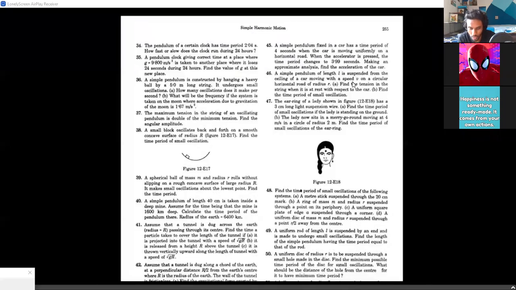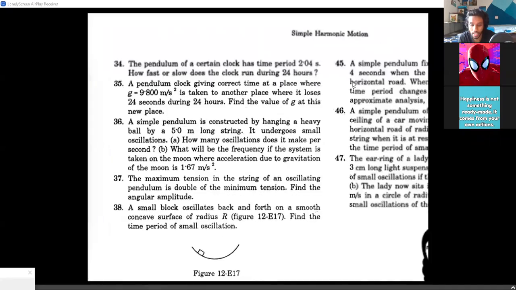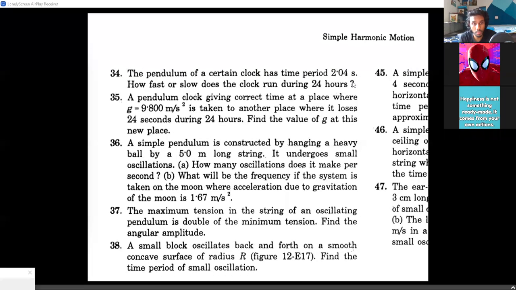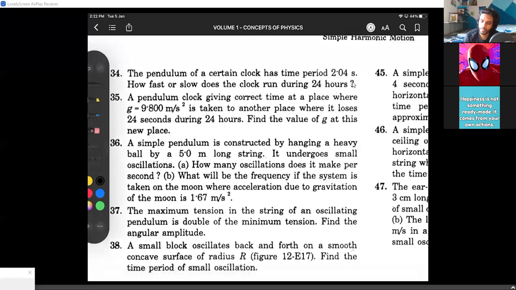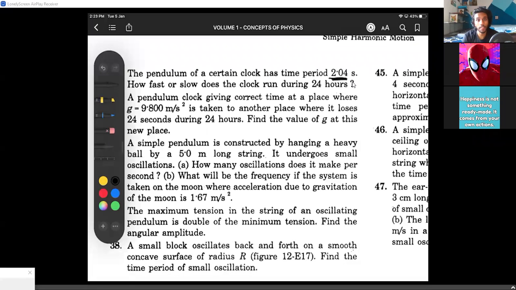And all these questions, look at this question: the pendulum of a clock. Look at question number 34. The time period is given. How fast is it running? If you have a 2 seconds pendulum, it will run exactly on time. All these questions are basically intuitive questions, like it's not related to the subject anymore. If it's a seconds pendulum, the time period must be 2 seconds. If the time period is 2.04 seconds, how fast will it run?